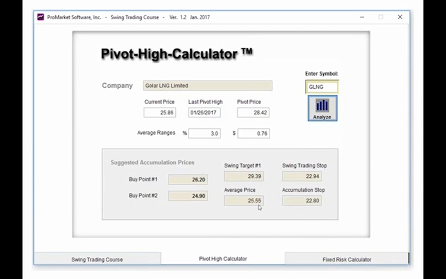It's going to calculate the average price for you, because if you're going to get picked up on both, you're going to basically be working with an average price. And then you're going to get a swing trading stop, and you're going to get a different stop if you want to be an accumulator. Accumulation, the goal is to stay in a little bit longer, so you want to keep your stop a little bit wider.